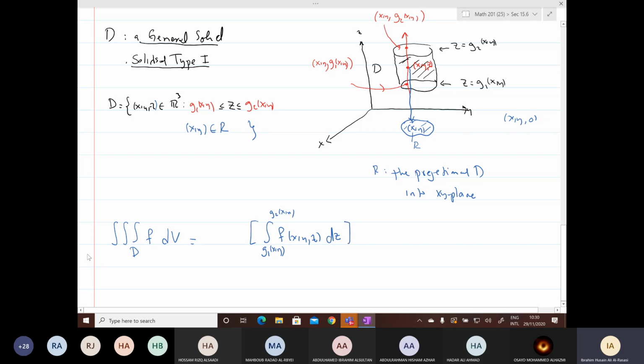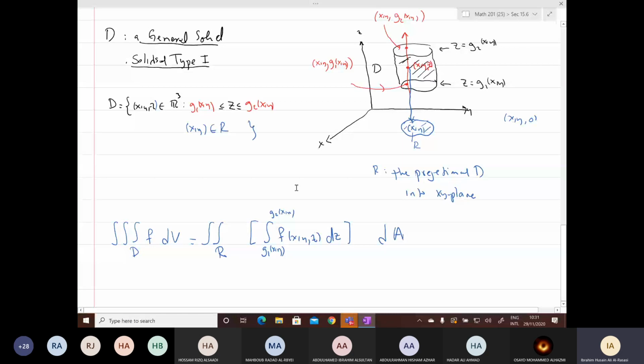I am done with the inner integral. What remains? Two integrals, so I leave the double integral over the region R, of H dA. Once I am done with the inner one, I am left with a double integral over R, the projection of D. How do you set up the limits of a double integral? You do what you did in the previous section: you look at R, is it type 1, type 2, or rectangular, and accordingly you set up the limits of integration.